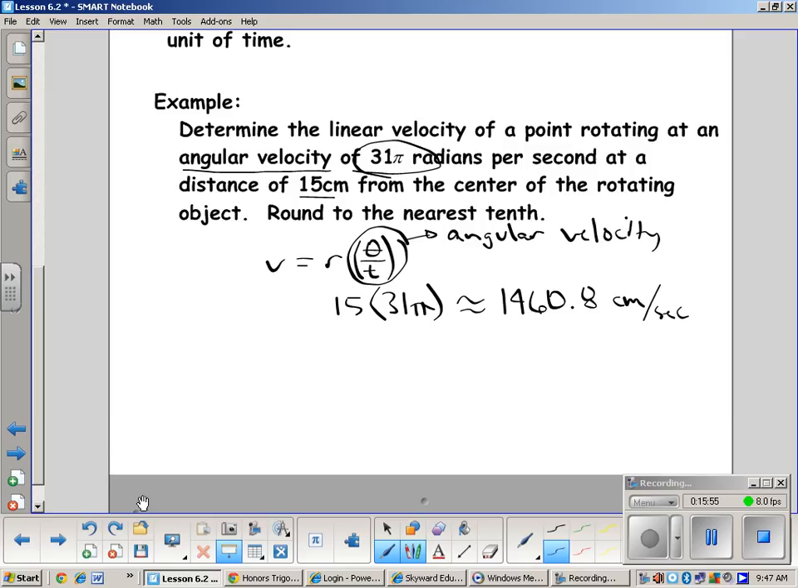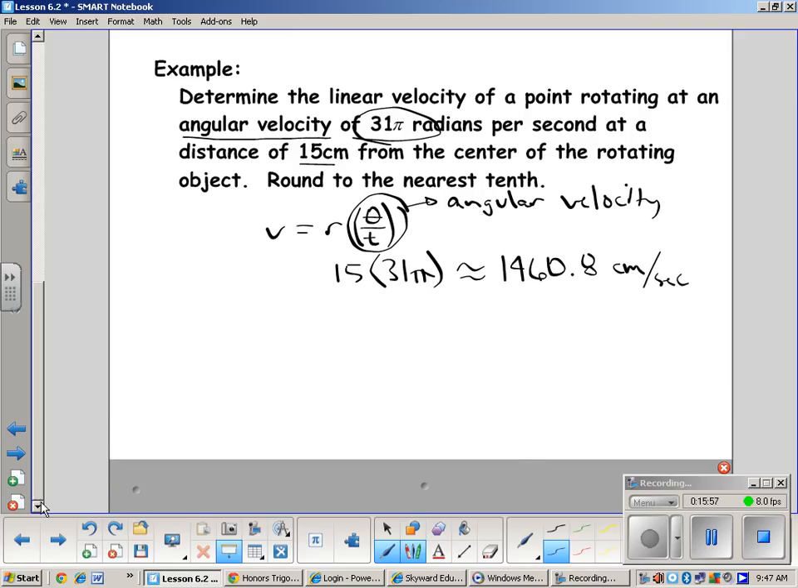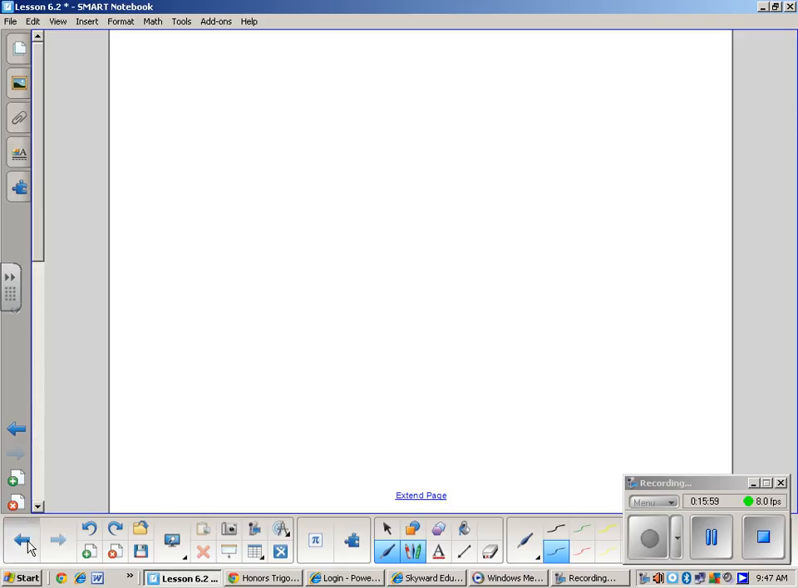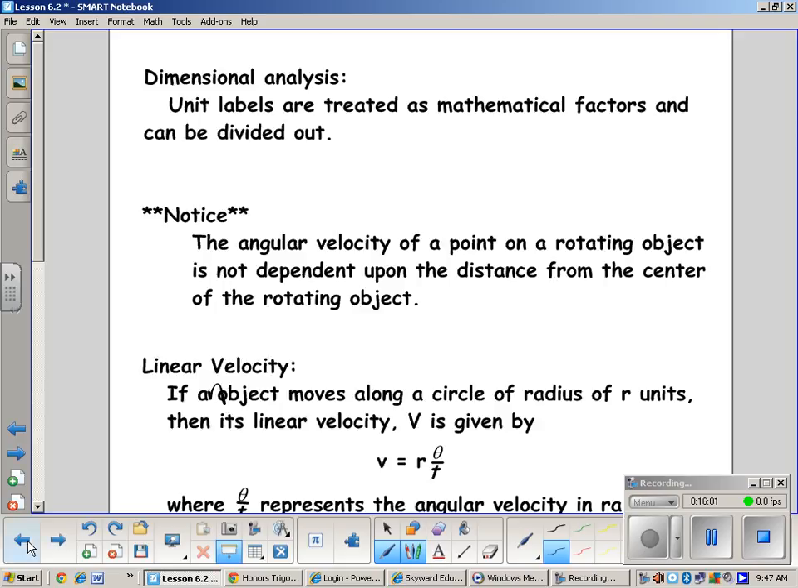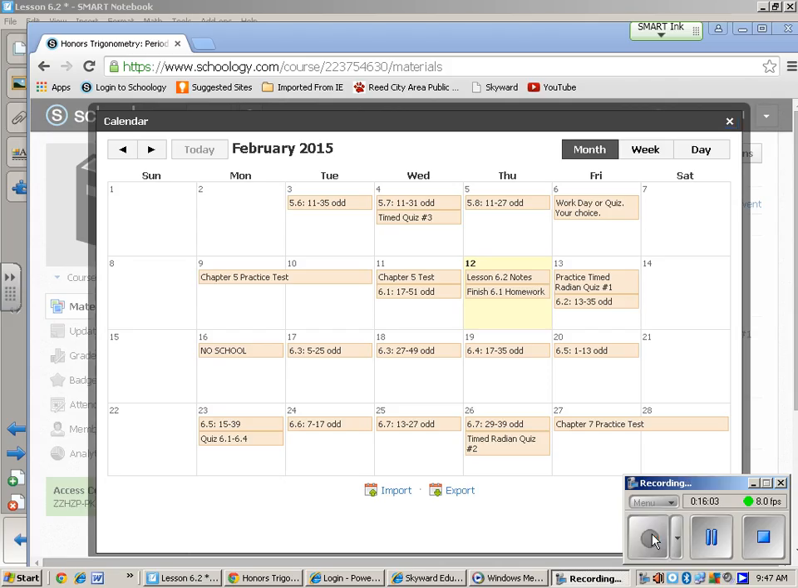Is that it? It is. My hand is going numb. Again, remember today you can finish your yesterday's homework, and then you'll have all class time tomorrow to work on 6-2. All right, you've got about 25 minutes.